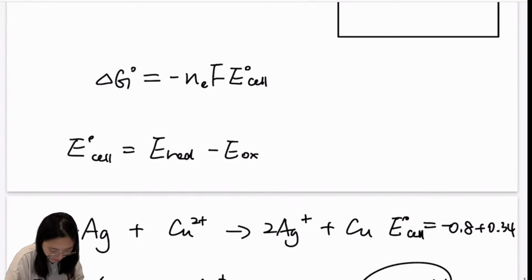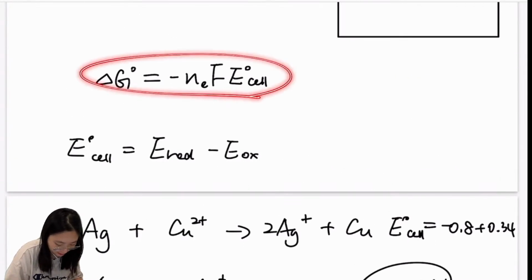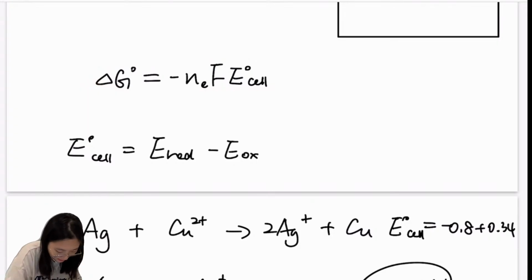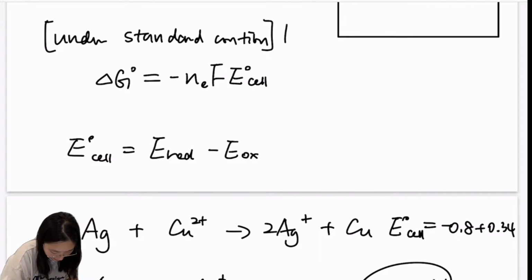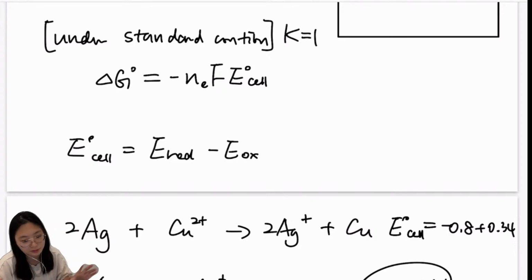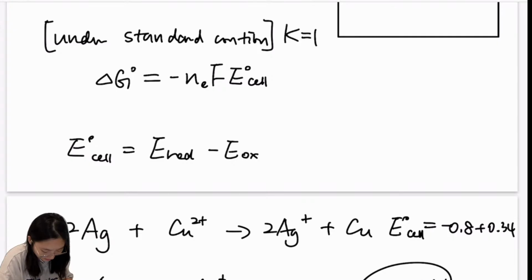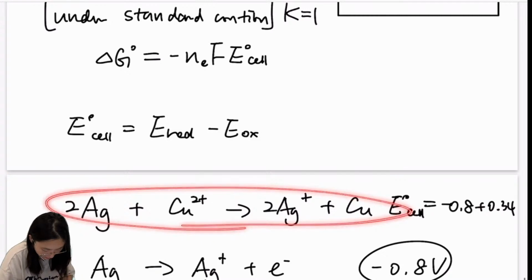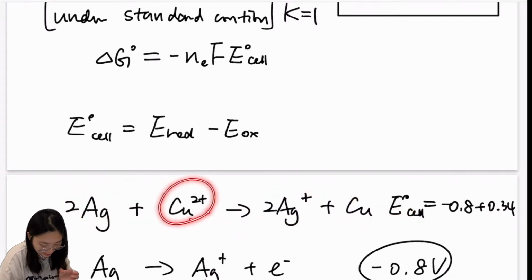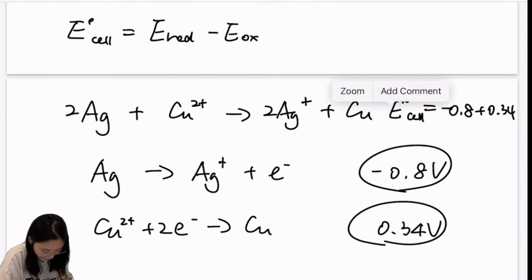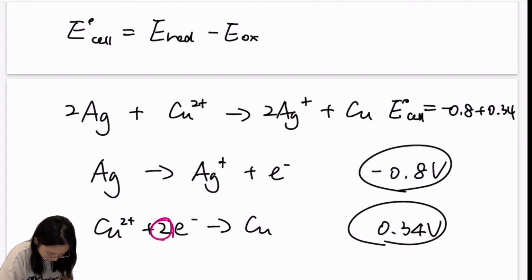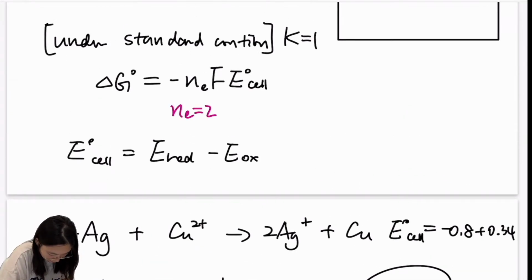Okay, and once you know the cell potential, you can calculate delta G, the Gibbs free energy. Again, this is under the standard condition. What we mean by the standard condition is when the K value is equal to 1, when we assume that the concentration on both sides is equal to 1. And Ne refers to the number of electrons transferred. For this reaction, because we have copper 2 plus and 2 silver plus, the number of electrons transferred is equal to 2. So Ne is equal to 2.